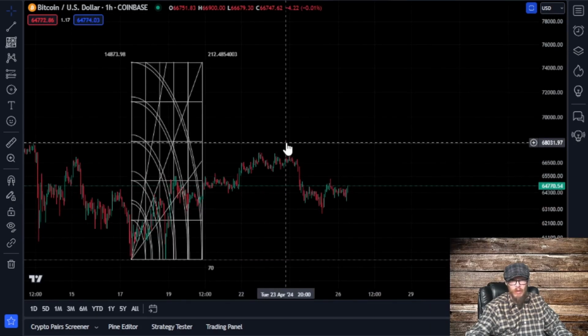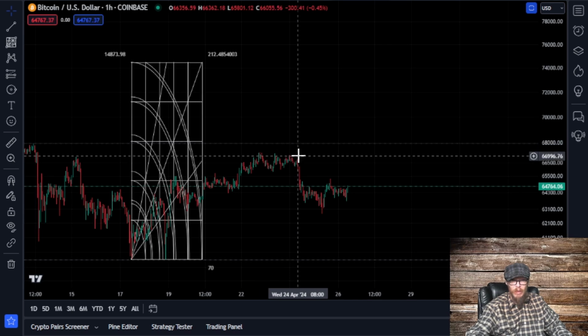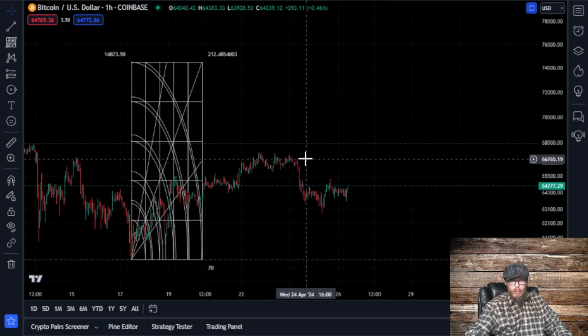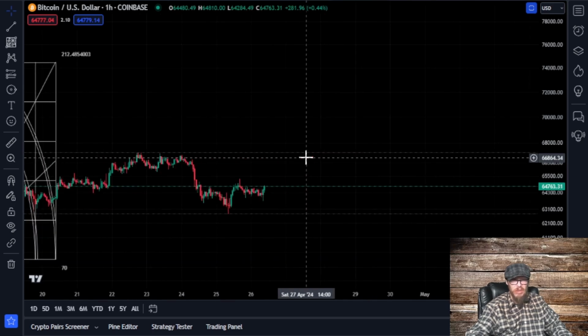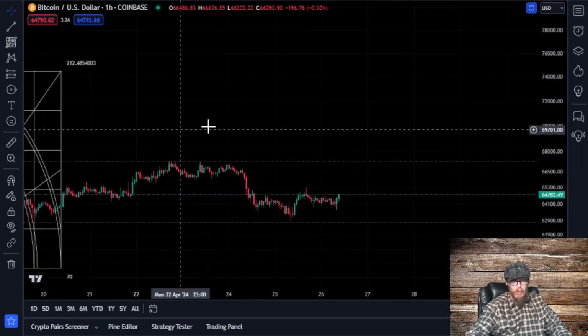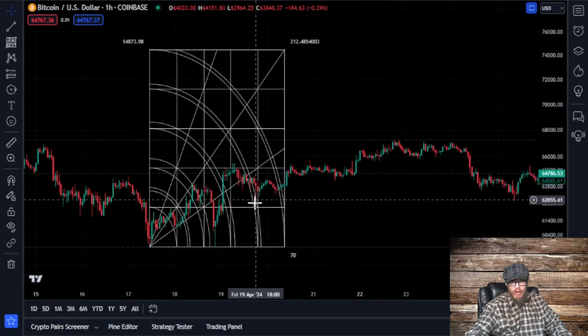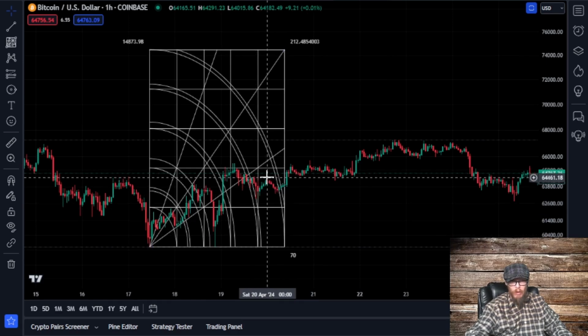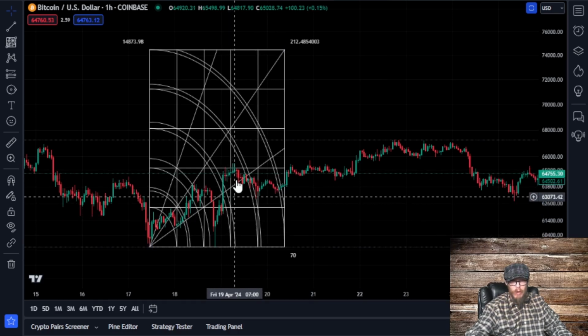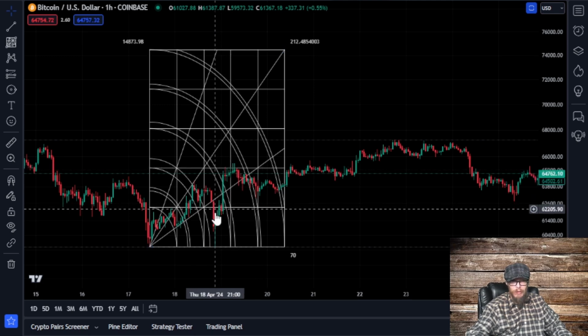Well, this level didn't have a chance to be respected because we didn't get up there. Was the 50% mark respected? Kinda, maybe. But let's look at these time factors. Was this time factor respected? Well, it was. Was this time factor respected? We're off by a tick, but it was.